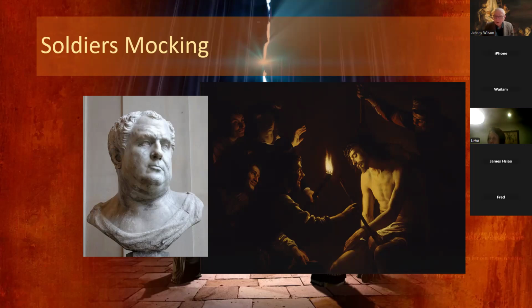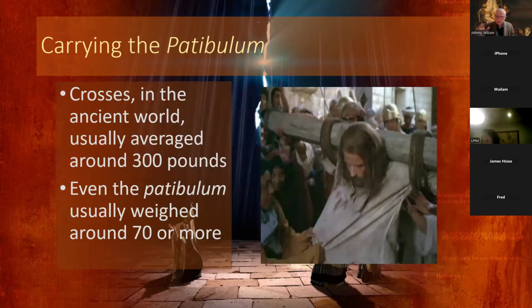So, whatever was going on here, as they compel Simon to carry his cross, it was kind of weird. Plautus, the Roman historian, tells us that the criminal was always required to carry his own patibulum. And here's Jesus carrying his patibulum. They didn't carry the whole cross. The vertical pieces were often right there at the crucifixion site. But they carried the patibulum, and the patibulum usually weighed about 70 pounds.